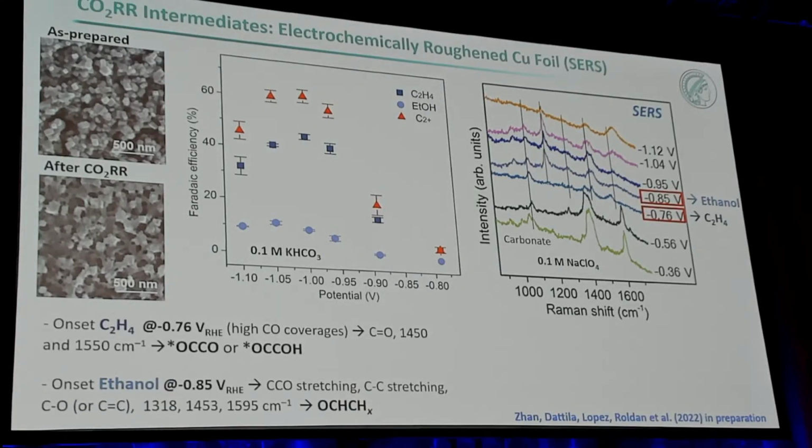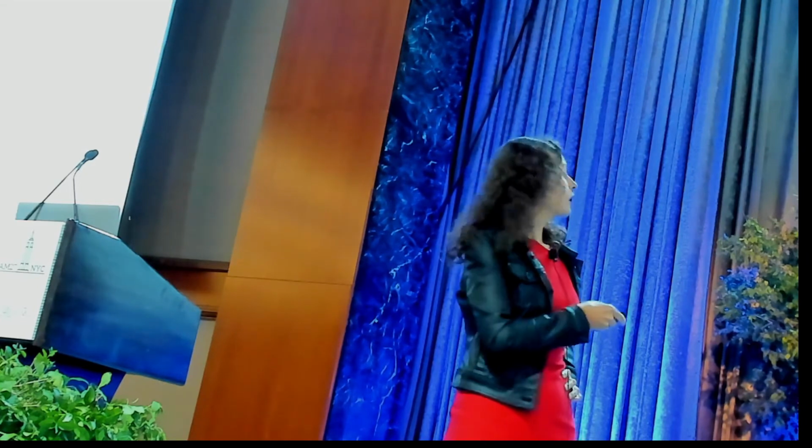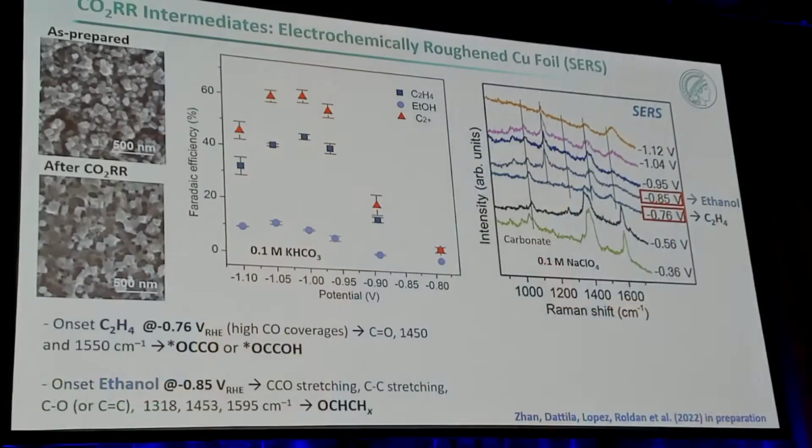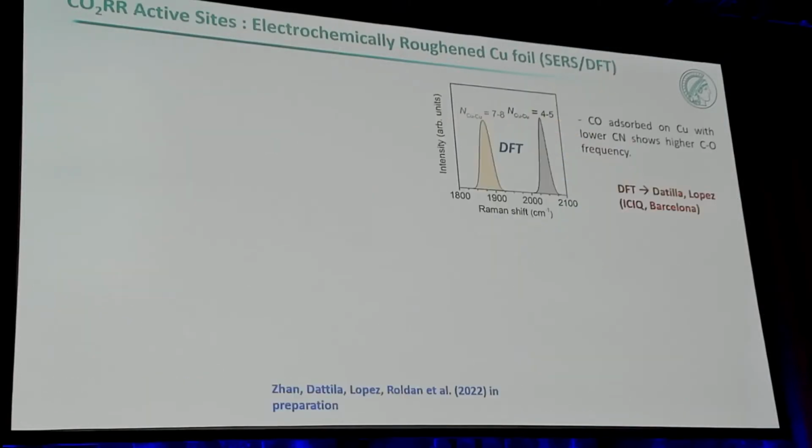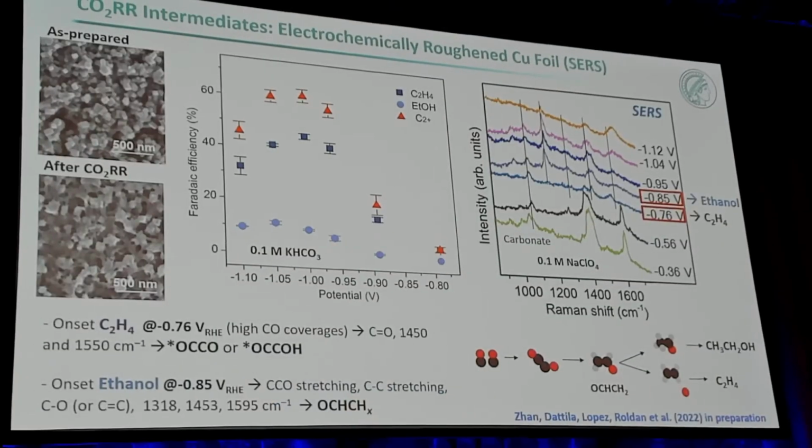So if we look at our Raman data, and compare with theoretical predictions, in this case also from the group of Nuria Lopez, we could see that at the onset of ethylene production, we see vibrational features in our surface Raman data that correspond to these reaction intermediates. And at the onset of ethanol, we have other reaction intermediates. And so we came up with the idea that for this particular material, we could have the same common intermediate, but depending on the characteristics of the surface, we could go from one pathway to the other, either to making ethanol or making ethylene.